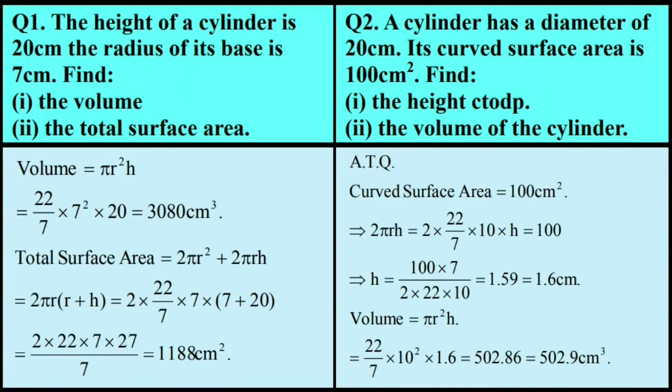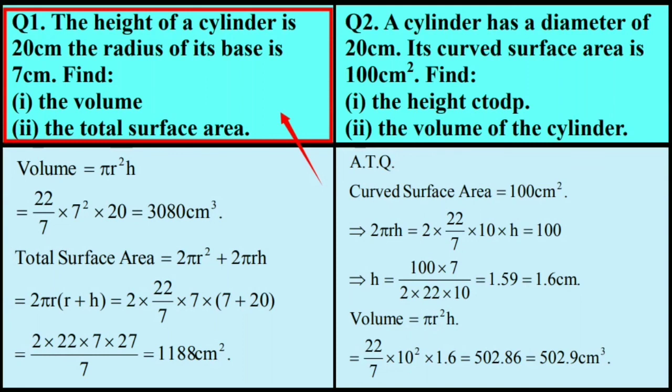Let's take some simple questions based on solid cylinder and hollow cylinder. Question number 1. The height of a cylinder is 20 centimeter. The radius of its base is 7 centimeter. Then find the volume and the total surface area.